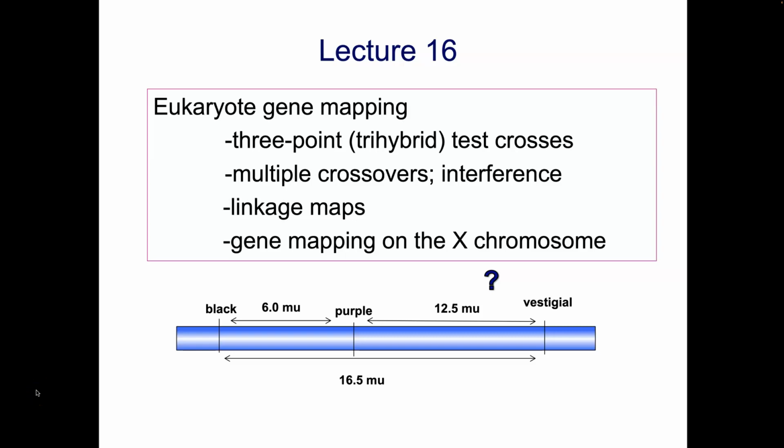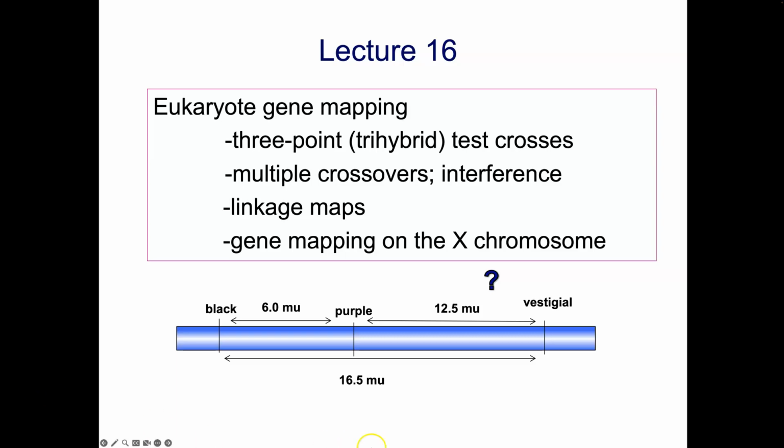This is the first of some preps for lecture 16. We're going to continue with gene mapping. And where we left off at the end of the previous lecture, we had done 3 different crosses and got the map distances between all 3 pairs of genes that we're testing.